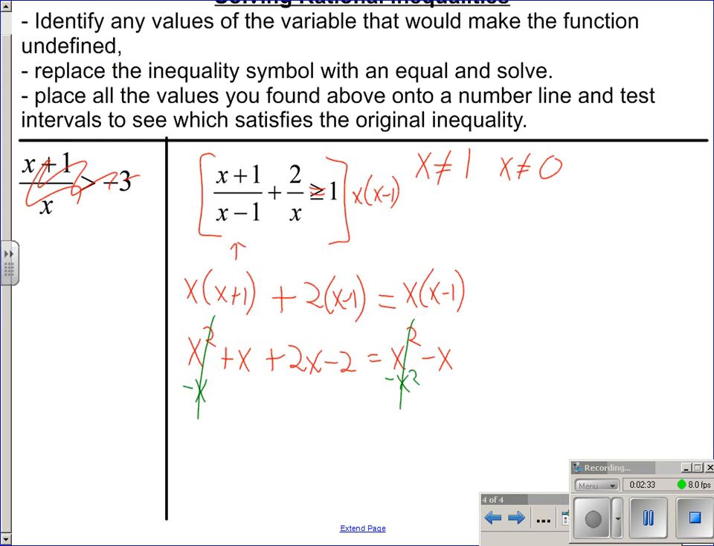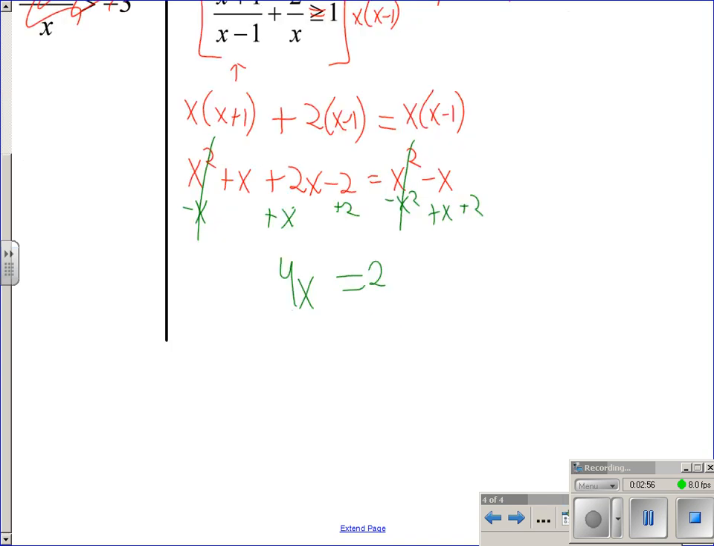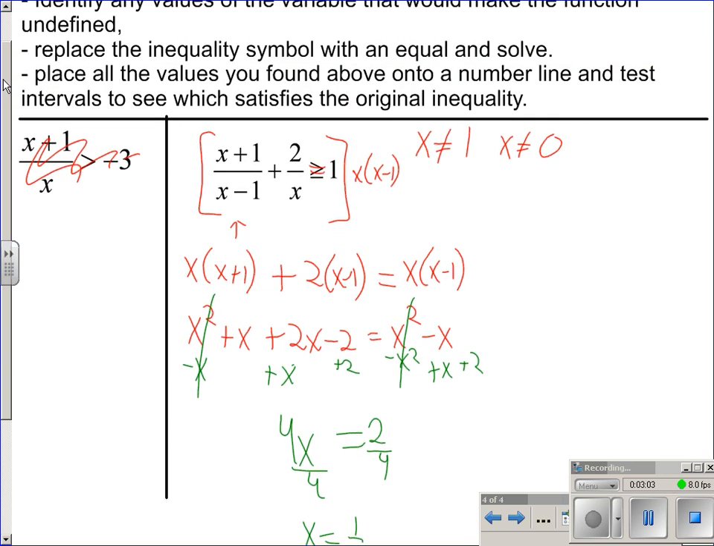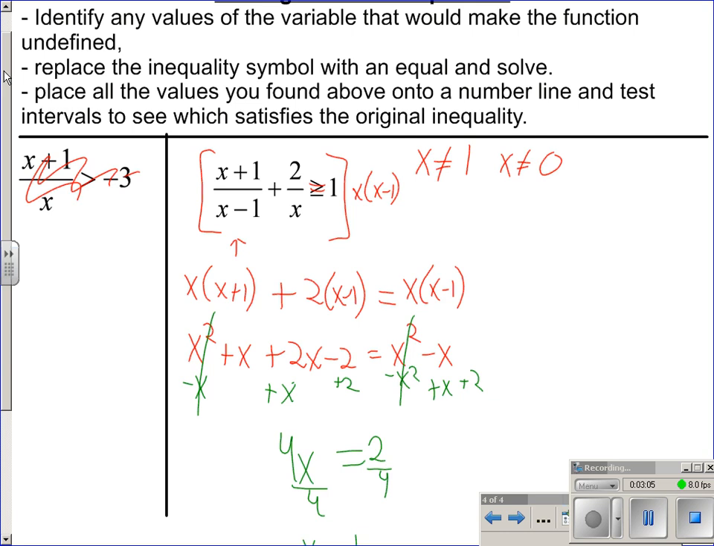So let's move all those x's to one side of the equal sign. I'm going to add x here. So I've got 1x plus 2x, which is a 3x. I'm adding another x, so that's going to give me 4x. And then I'm going to add this 2 to the other side, which just gives me 2. So now to solve for x, divide by 4. x is 1/2.